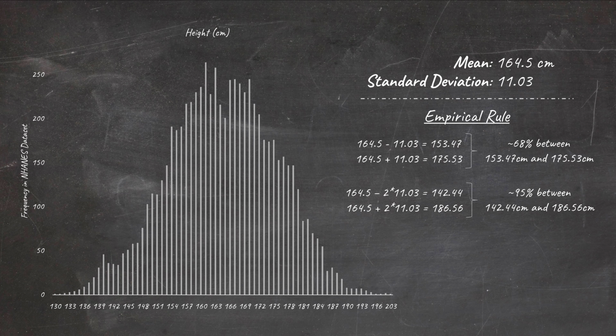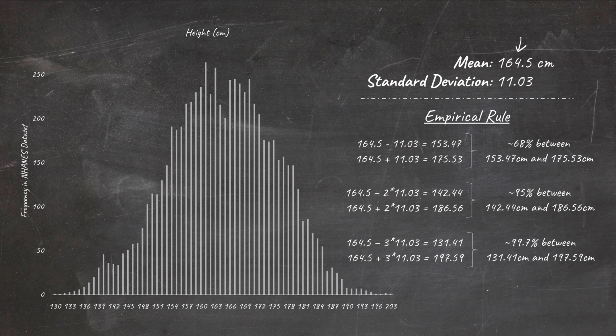Notice that our range got bigger. Now this 95% range totally encompasses the 68% range. And of course it does. If we want to include more people, we have to expand our range. But the empirical rule lets us actually determine what that range is. So we can do 3 standard deviations away, and that means about 99.7% of people are between 131.41 centimeters and 197.59 centimeters tall.